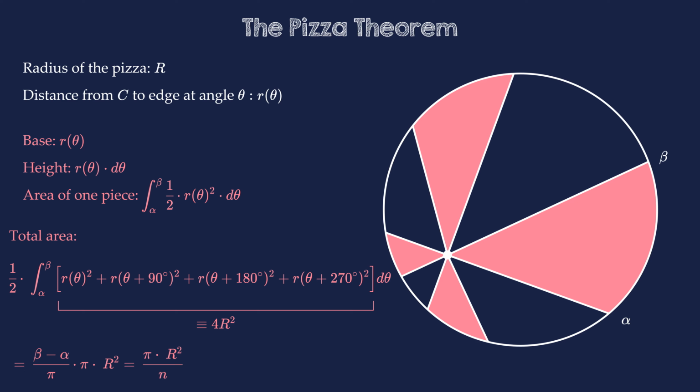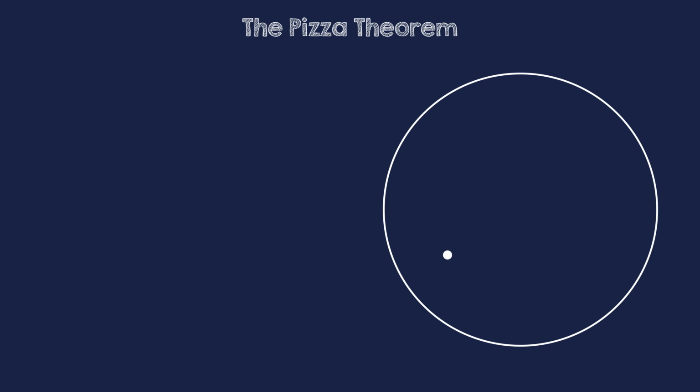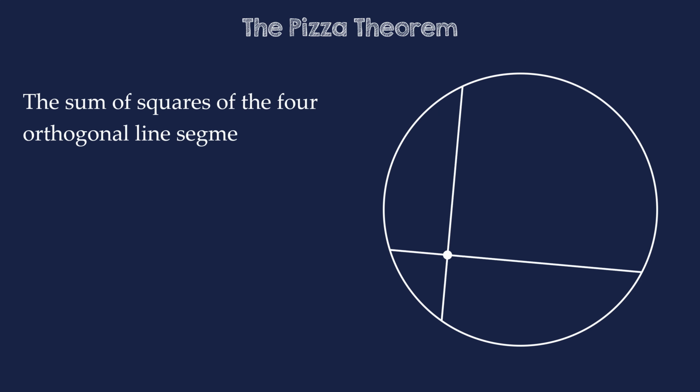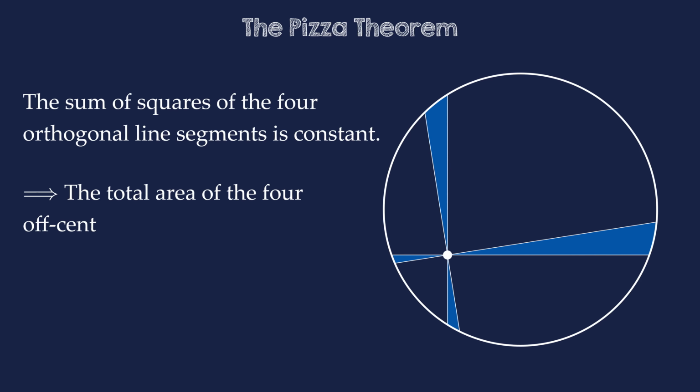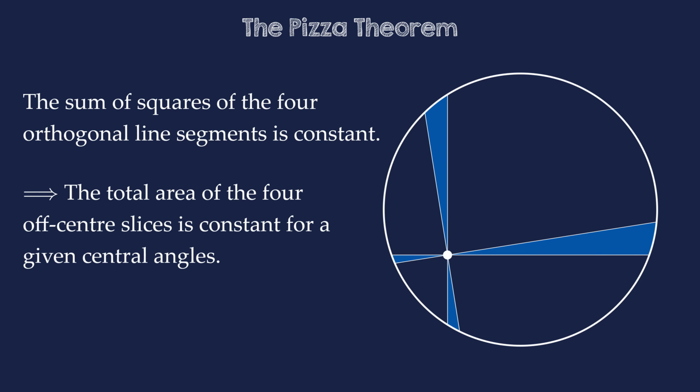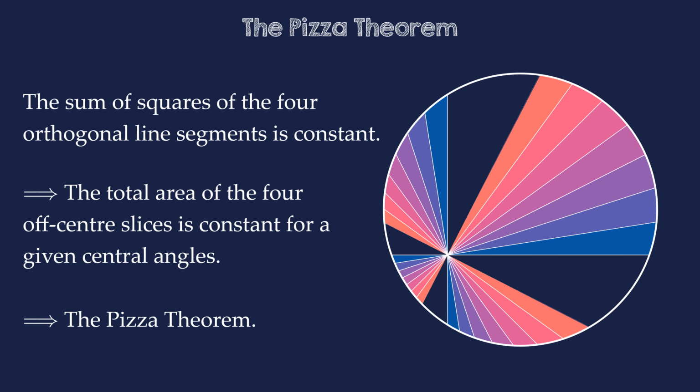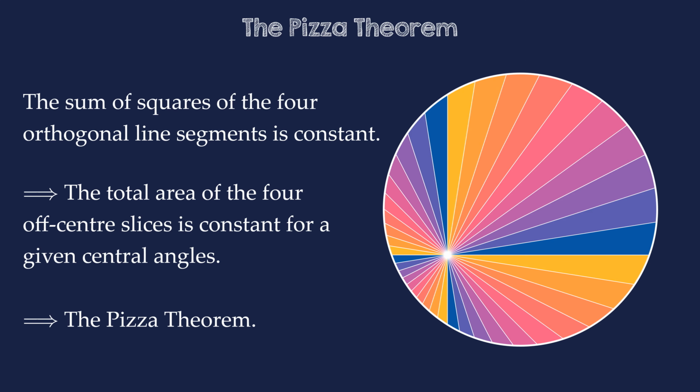If we take this last bit as a fact now, this means that there's a better way to formulate the pizza theorem. If you place a point in a circle and draw a cross through it, the sum of the squares of the lengths of the four line segments is constant, namely 4 times the radius squared. And only as a corollary we get, firstly, that the four wedges created by rotating the cross have constant area, and secondly, the original pizza theorem, if those wedges have the right size to tile the whole circle.